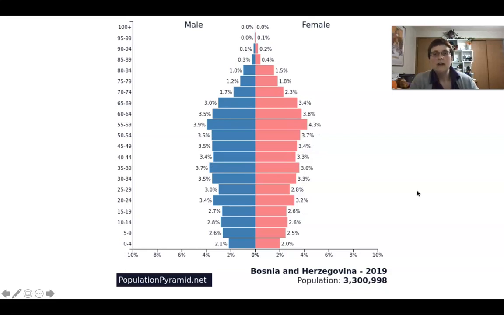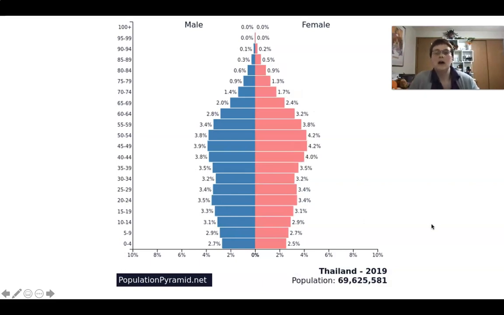Bosnia Herzegovina, just threw this one in here because it's got a very nice shape as far as a stage 4. It doesn't have the perfect skyscraper, but the sides are fairly even. You've got an indication of a possible decrease because you've got that pinch in at the bottom with smaller percentages for the kids than the adults.